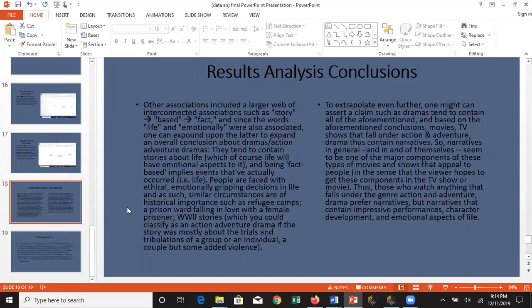To extrapolate that further, what I concluded is that all the aforementioned basically comes down to a narrative. Narratives in general seem to be one of the major components of these types of movies and shows, and that's one of the things that appeals to people. You have character development, life that's emotional, gripping changes, shifts, impressive performances. All of that circles around a narrative itself. And so that was my project.